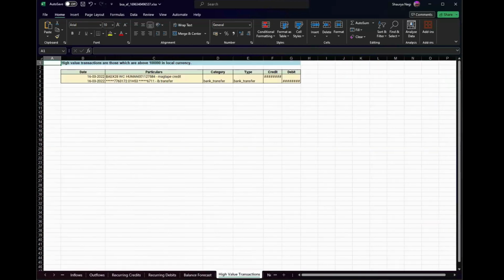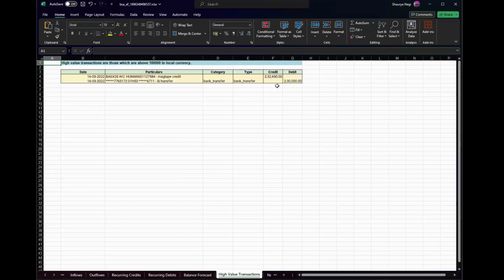The next sheet will be the high value transaction sheet. This is basically like a risk assessment tool. Transactions that exceed a predefined threshold are listed here. In the case of South Africa, it will be 100,000 in local currency. So any transaction, debit or credit, which is over 100,000 South African rand will be showcased here.